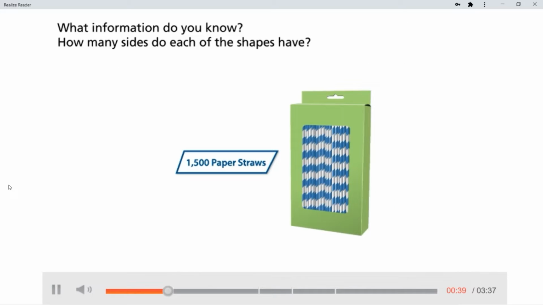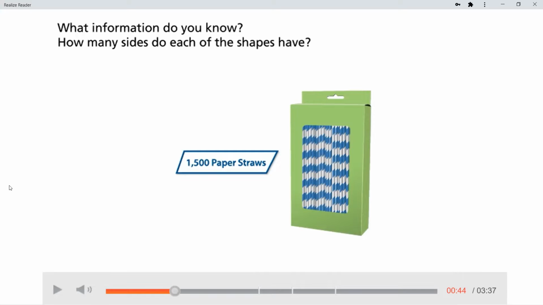What information do you know? How many sides do each of the shapes have? Okay, so here stop and think about all of the information they gave you. They said they're using one of those boxes for each kind of shape. So they have 1,500 straws for each of the different kinds of shapes they're going to make. So they said triangles, squares, pentagons, and hexagons. So think about how many sides each of those shapes have. Triangles have 3. Squares have 4. Pentagons have 5, and hexagons have 6.